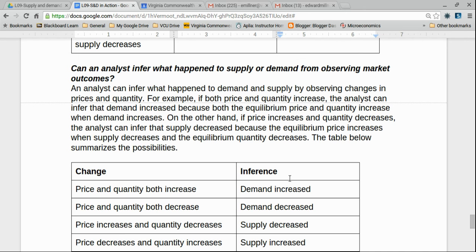Another thing we can do with supply and demand is infer what happened to supply or demand from observing market outcomes. We can infer what happened to demand and supply by observing changes in prices and quantity. For example, if both price and quantity increase, the analyst can infer that demand increased because both equilibrium price and quantity increase when demand increases. On the other hand, if price increases and quantity decreases, the analyst can infer that supply decreased because the equilibrium price increases when supply decreases and the equilibrium quantity decreases.